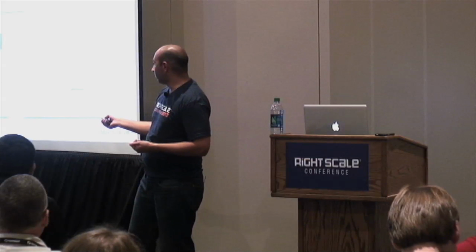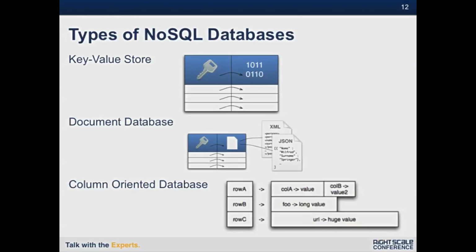So here, if we look at the first value in row A and the first value in row B, there's no reason that those need to be of the same type. Whereas in a relational database, you have that very rigid schema in terms of how this data is defined.